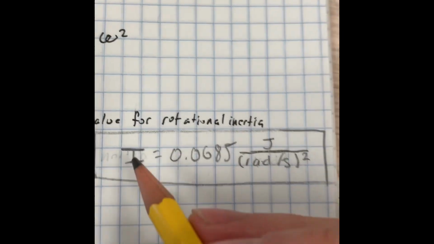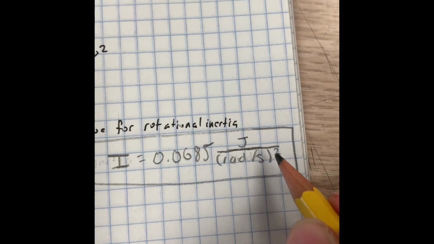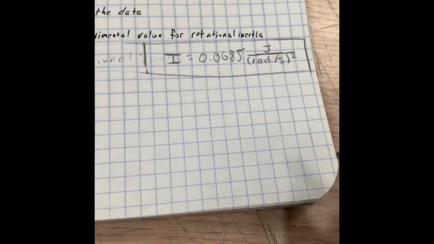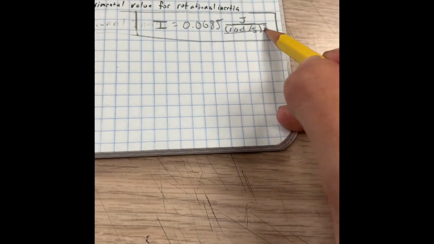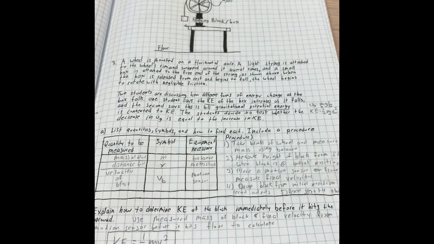Then I rewrote it over here. I is equal to 0.0685 joules divided by radians per second squared. So you have to write the unit at the end to get the final answer. And so this would have gotten a 12 on the Experiment 3 FRQ.